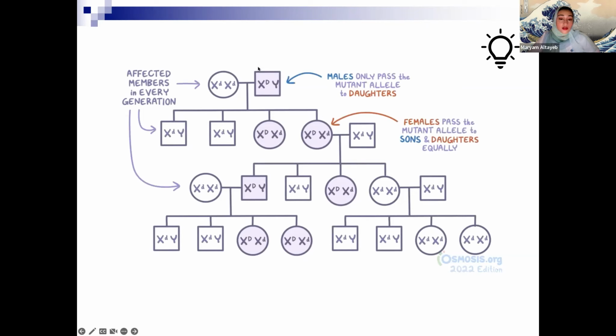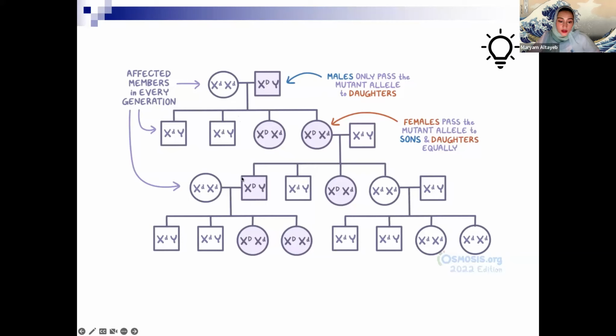dominant. Okay, so you have members in every generation that are affected. So that's what tells you that it's most likely a dominant disease, first of all. Okay, and males, if you have a male affected, they will only pass it on to their daughters. That's very important to notice.